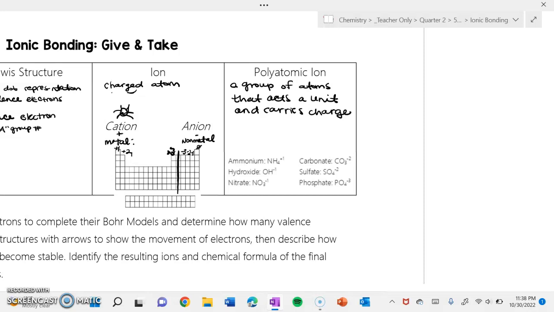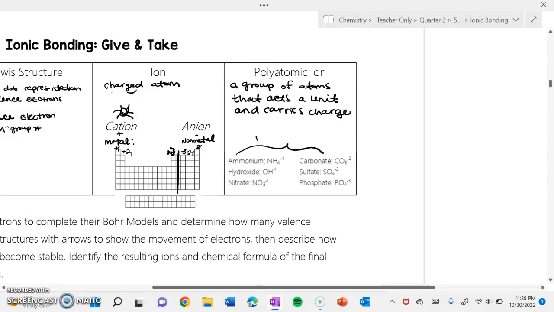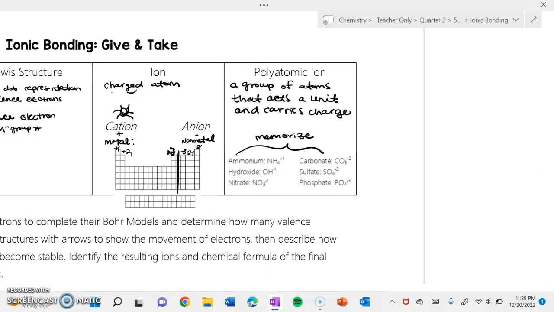There are lots. These 6 right here are the most common ones that we're going to be using, and I would suggest memorizing them: ammonium, hydroxide, nitrate, carbonate, sulfate, and phosphate. We'll be using them a lot, so you might just naturally memorize them as we use them. But you'll want to know the charge, and you'll also want to know all the little numbers and things like that when we are using these. That will be really helpful if you can memorize them. So we're going to stop here, and then we'll finish the example in a part 2 video.